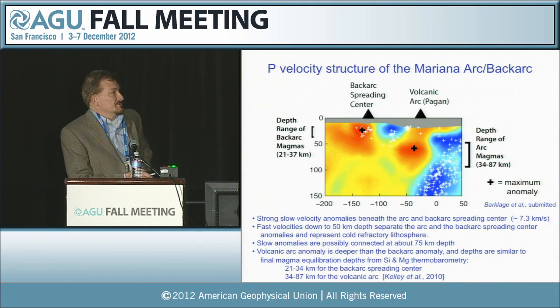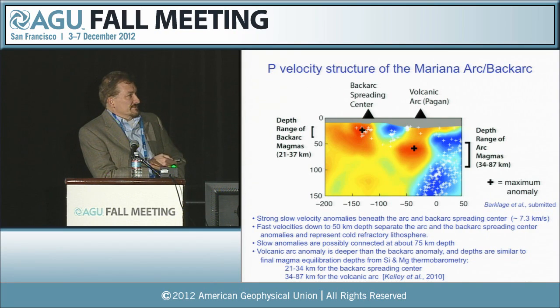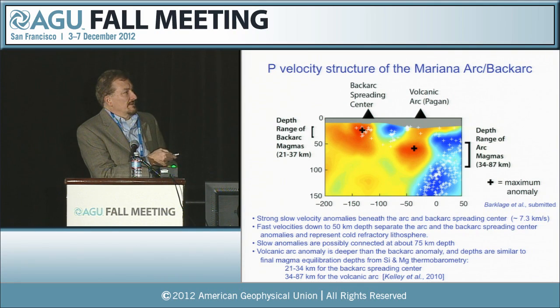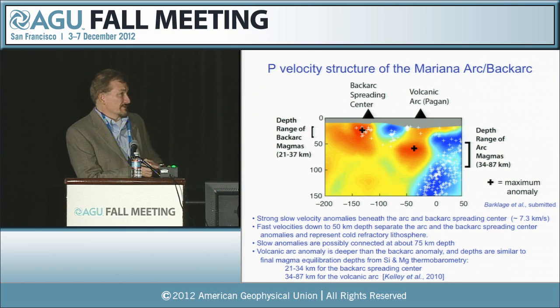So just to go to the Mariana study. This is a seismic tomographic image of P-wave seismic velocity across the Mariana Arc and Backarc. Some of the things to note is that we do image the very slow velocity anomalies beneath the arc and the Backarc spreading center separately. And they're separated by a relatively fast region, which is a refractory lithosphere, I believe.